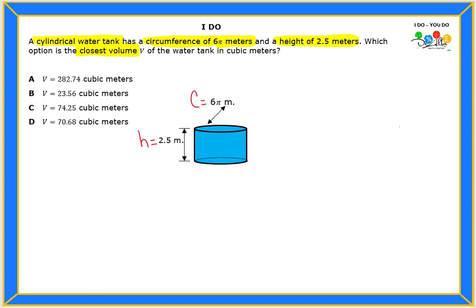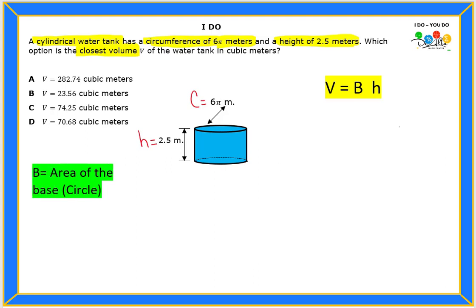Okay, what I need to do next is write the formula for the volume of a cylinder. And the volume is going to be capital B times H, okay? So we need to find the capital B, which means area of the base, right? And my base is a circle, okay? So what I need to do now is write down the formula for the area of a circle. So the formula is, and I'm going to write it down with a capital B, pi radius squared, okay?